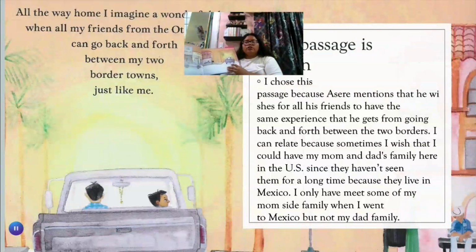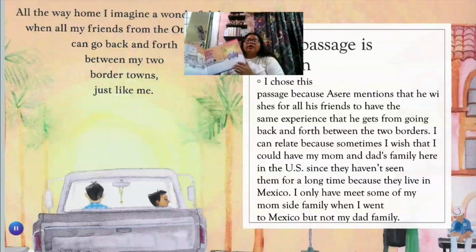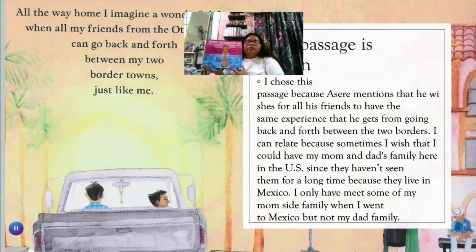Why the passage was chosen. As Acere mentions in the book, "All the way home I imagine a wonderful day when all my friends from the other side can go back and forth between my two border towns just like me." I chose this passage because Acere expresses the desire for all his friends to share the same experience he has while crossing between two borders.